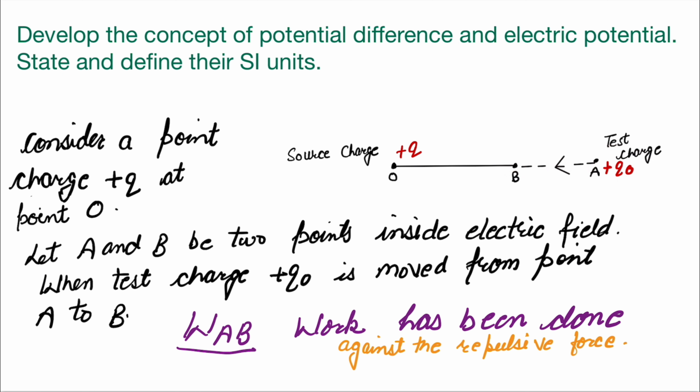As we know that the plus Q charge has its electric field around it, and you are bringing this plus Q0 test charge in the field of the source charge, due to which the repulsive electrostatic force will act on the charge plus Q0. So, some work has to be done to move the test charge from point A to point B. This work is WAB. That is the work done while moving the plus Q0 charge from point A to B.